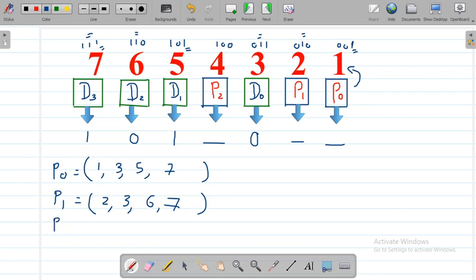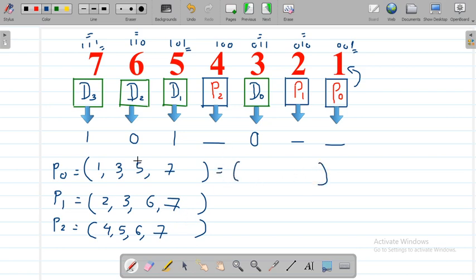Next is P2. P2 is at position number 4. So check 4 bits, skip 4 bits. Check 4 bits means starting with 4: 4, 5, 6, 7. So check 4, 5, 6 and 7 and skip the next bits, but we don't have any bit after 8. So 4, 5, 6, 7 will be considered.